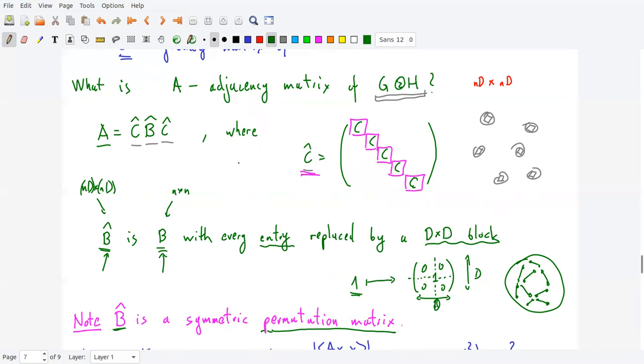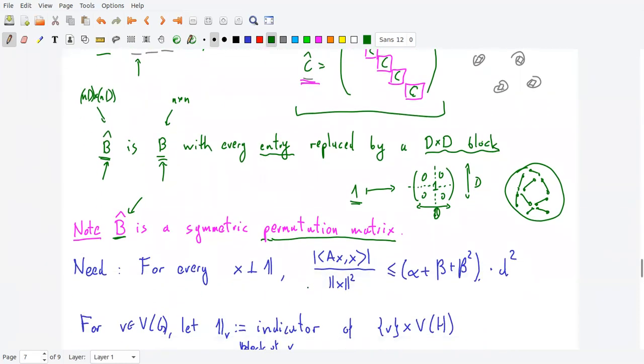Good. So now we have these two properties. C hat is a block matrix of this form. B hat is being obtained from B by this kind of replacement, and it is a symmetric permutation matrix. So now we need to understand matrix A, which is C hat, B hat, C hat, and in particular we need to understand how the spectral properties of A can be derived from the spectral properties of C and B. So what we need is to prove the following.